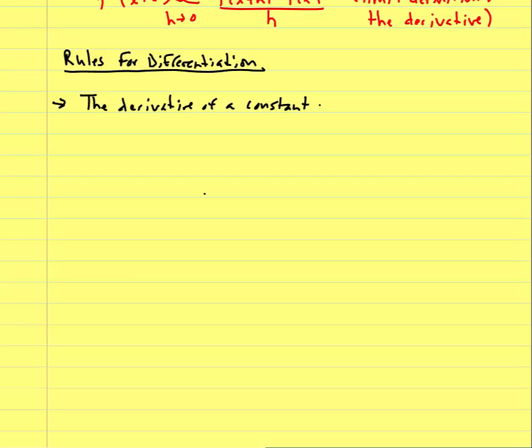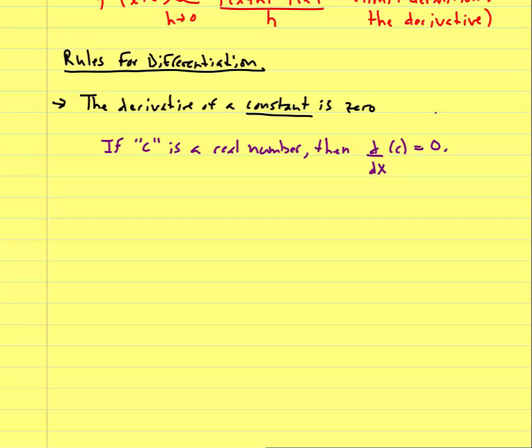And we'll write this out as well. So the derivative of a constant is 0. And I'll show you why this is in a second. Let's go ahead and write this out in notation. So if c is a real number, and it could be a decimal, it could be a fraction, it could be an integer. It could also be a number like pi or e. But if c is a real number, then what we know is the derivative with respect to x of c equals 0. So the derivative of a constant is 0.